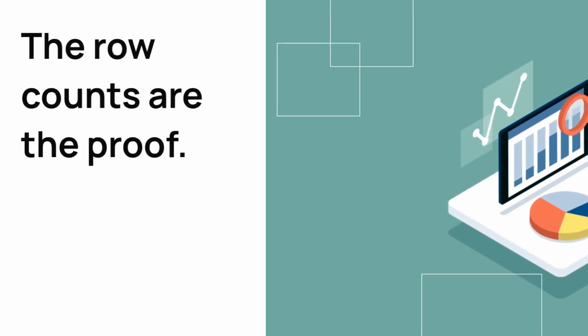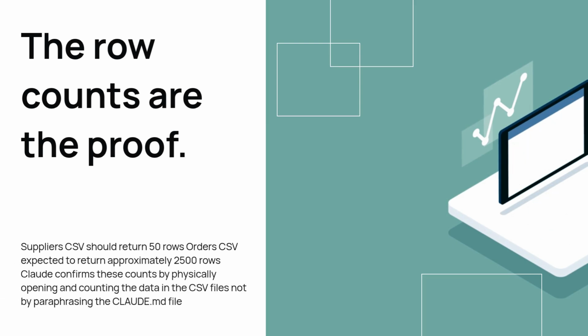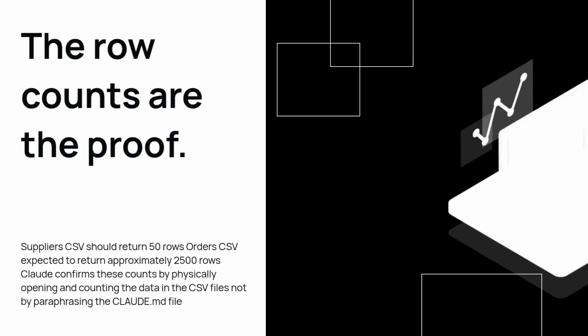The row counts are the proof. Suppliers.csv should come back at 50 rows. Orders.csv should come back at around 2,500. If Claude returns those numbers, you have your confirmation. Claude is not paraphrasing your CLAUDE.md. It has physically opened the CSVs and counted what is actually there.